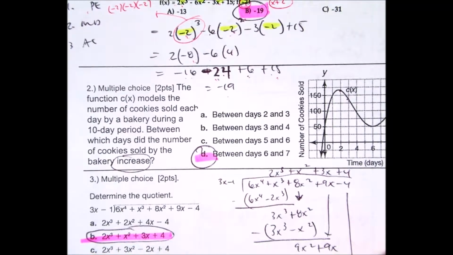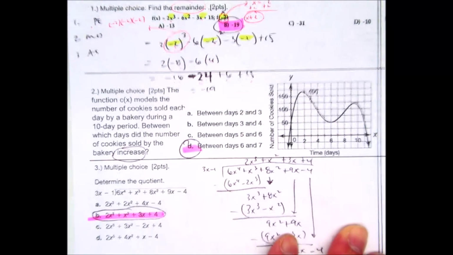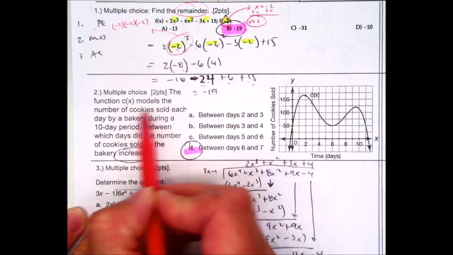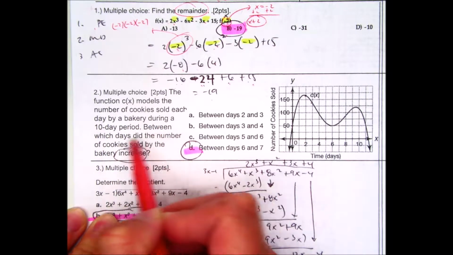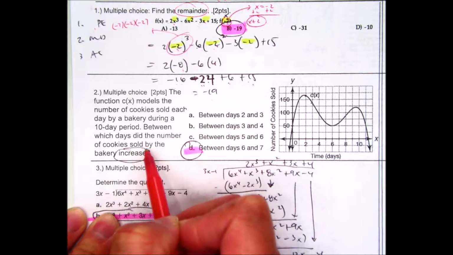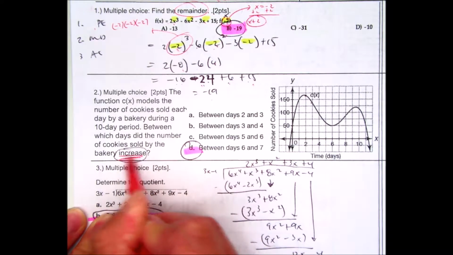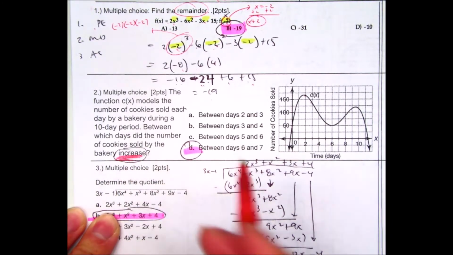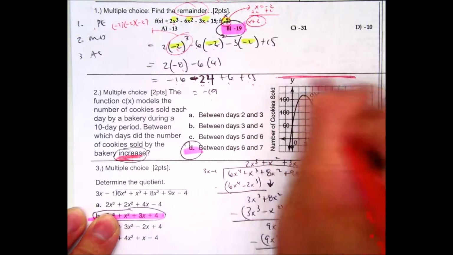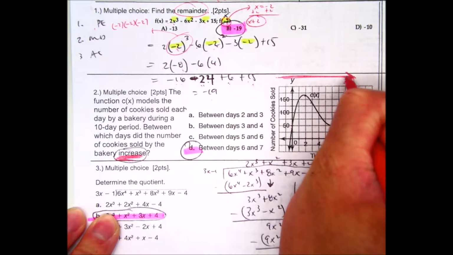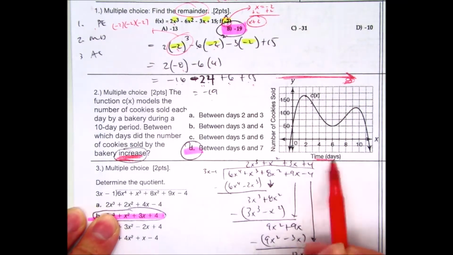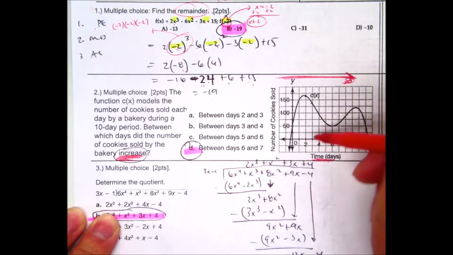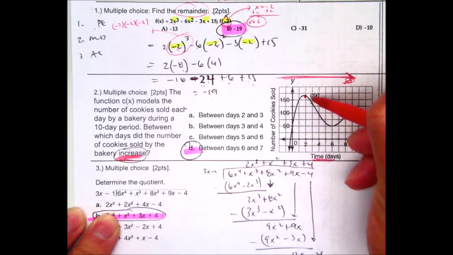Question number 2. The function c of x models the number of cookies sold each day by a bakery during a 10-day period. Between which days did the number of cookies sold by the bakery increase? Increase going from left to right. Where is it going up? Days 2 to 3. So here's the days on the x-axis. So I just have to look here at this interval. So from here to day 3 here.